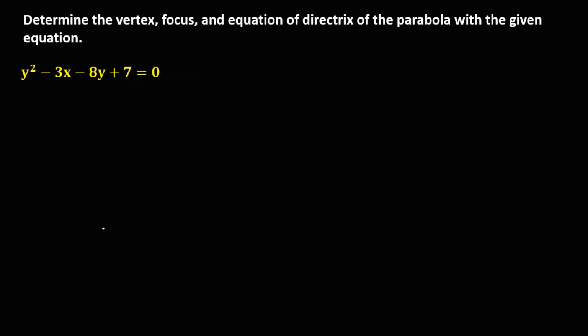So determine the vertex, focus, and equation of directrix of the parabola with a given equation. So from this given equation, first we need to rewrite this given in a standard form. To rewrite this in a standard form, the variable with exponent 2 goes on the left side and the rest is transposed to the right side.